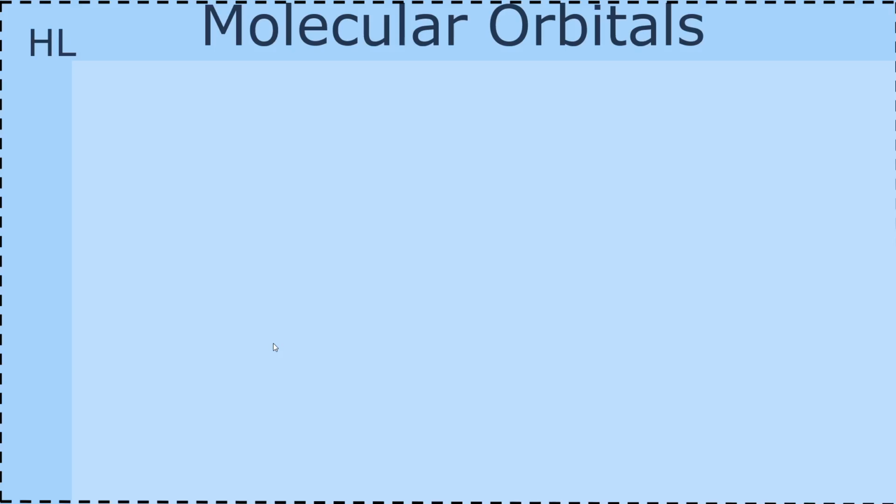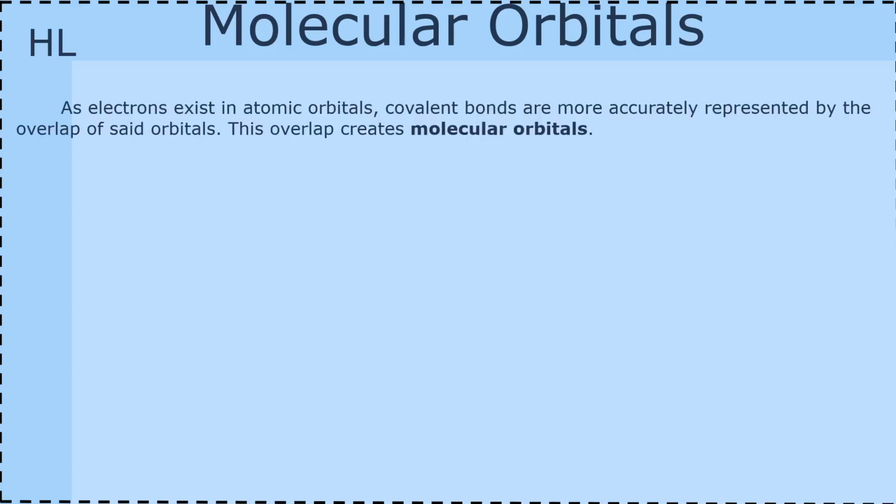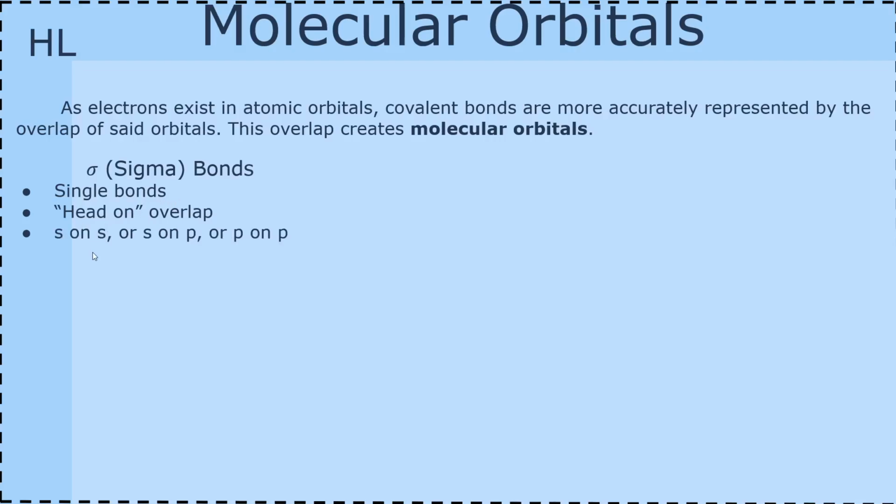So in order to better understand single, double, and triple bonds, we need to talk about molecular orbitals. As electrons exist in atomic orbitals, covalent bonds are more accurately represented by the overlap of these said orbitals. This overlap creates what's called molecular orbitals, kind of like specific bonds. So these two specific bonds that you have to know are sigma bonds, which are single bonds that occur from the head-on overlap of S on S, S on P, or P on P orbitals.